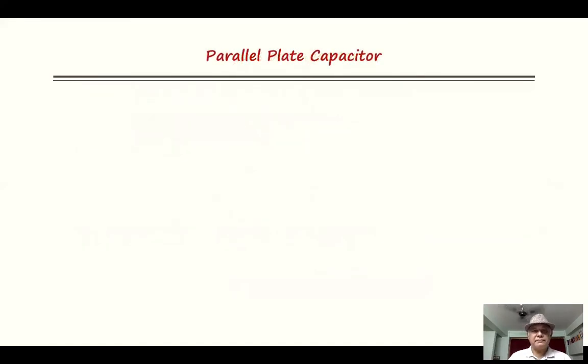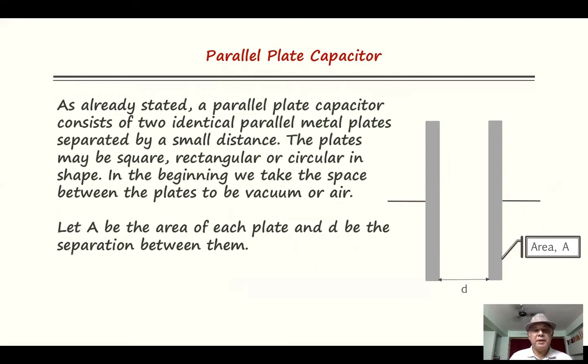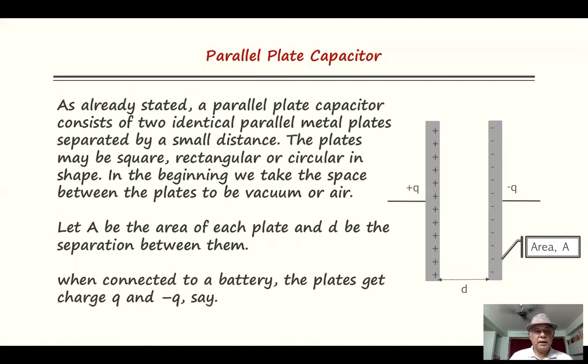Parallel plate capacitor. As already stated, a parallel plate capacitor consists of two identical parallel metal plates separated by a small distance. The plates may be square, rectangular, or circular in shape. In the beginning, we take the space between the plates to be vacuum or air. Let A be the area of its plate and d be the separation between them. When connected to a battery, the plates get charged Q and minus Q, say.